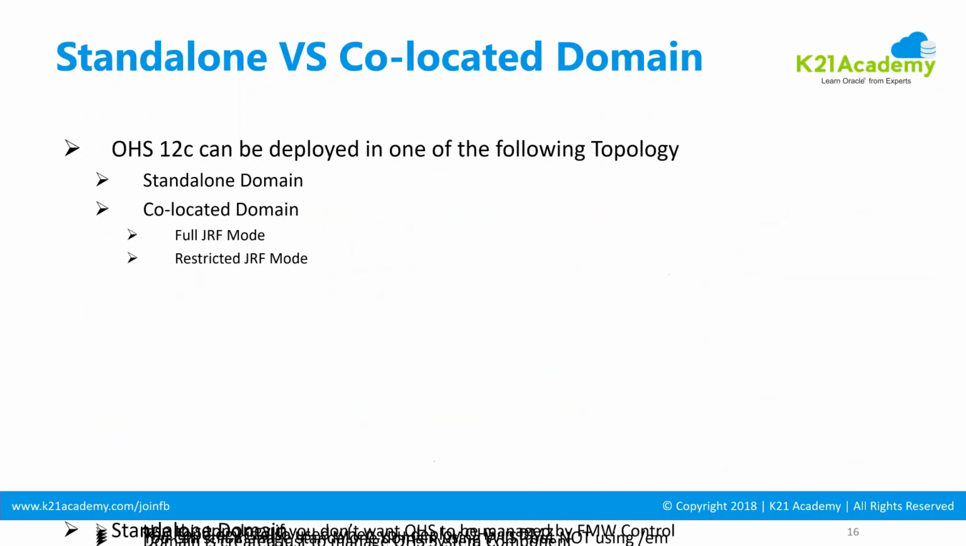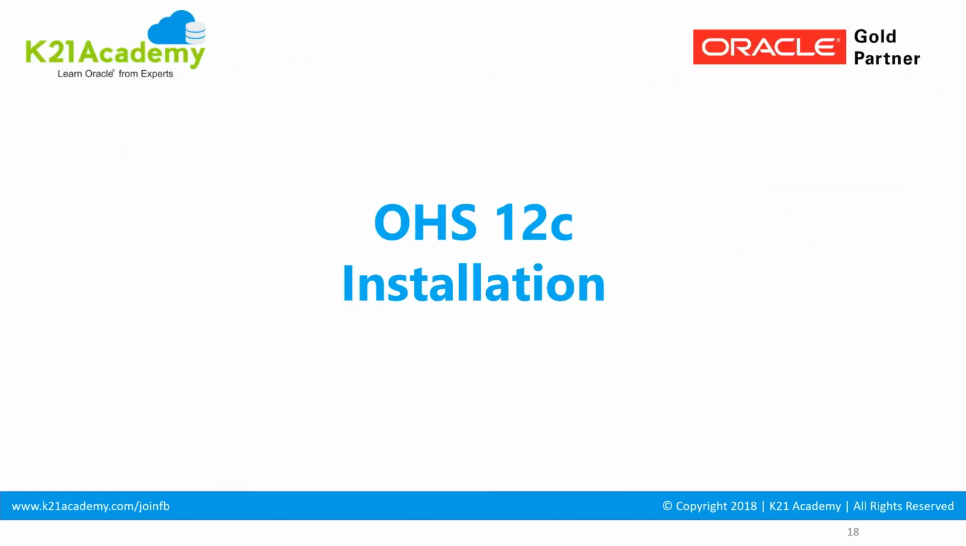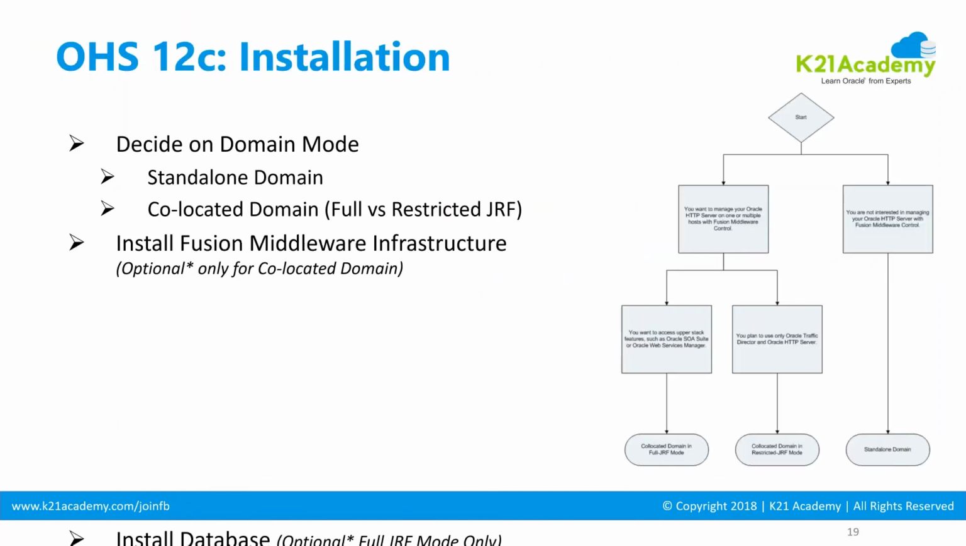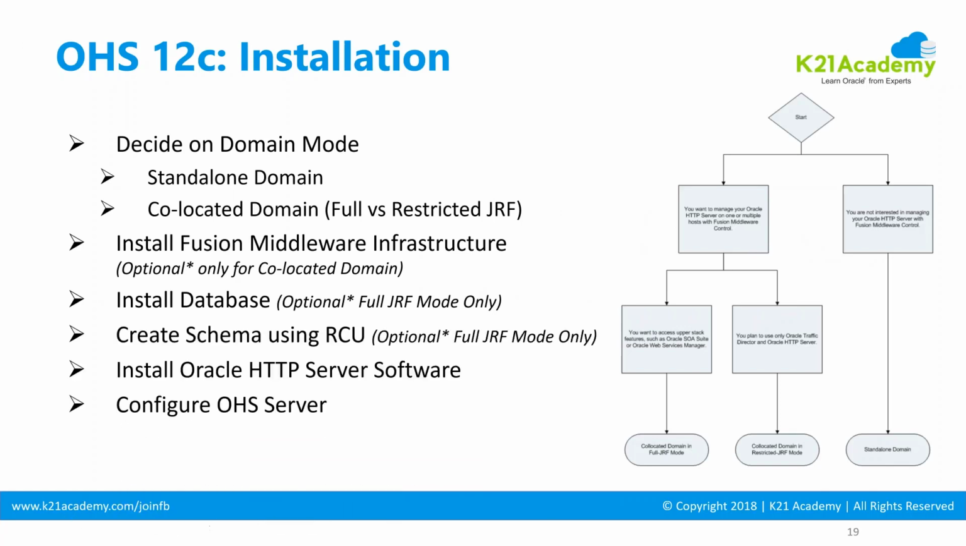What we are going to look at next is installation, and things will become much clearer when you look at the installation screens. These are the installation steps which we are going to look at in the next lesson. So in the flow chart or the steps, you can either install it in standalone mode or co-located domain model. We'll see that in the next lesson. I'll see you in the next lesson on installation of Oracle HTTP Server 12c.